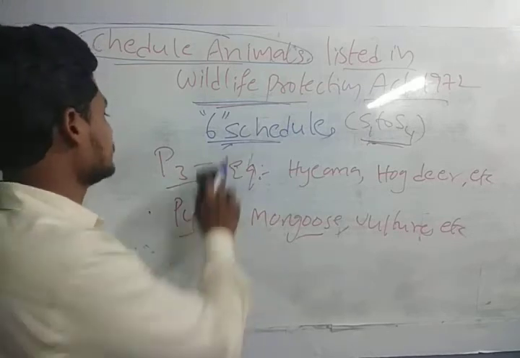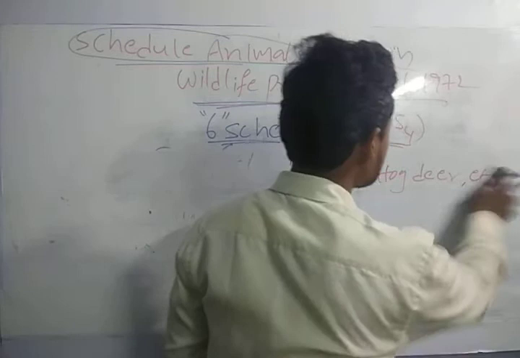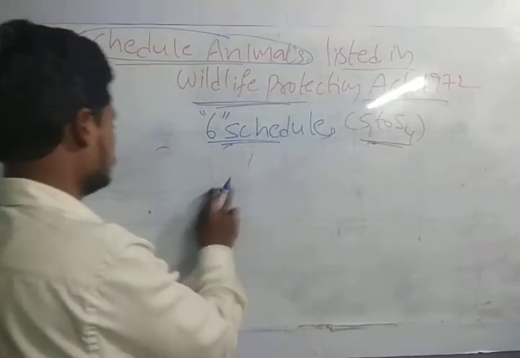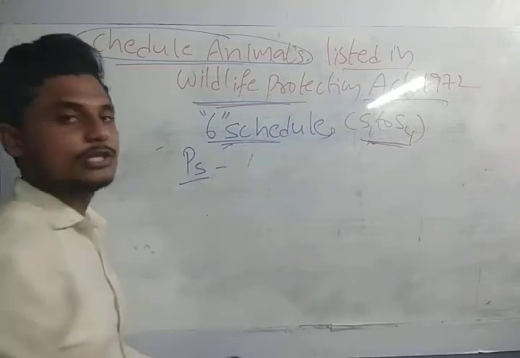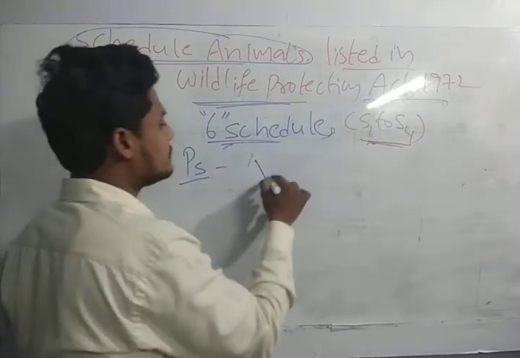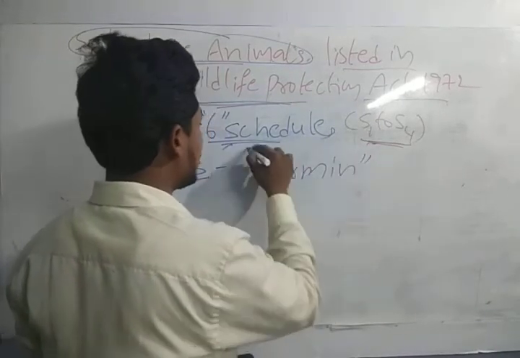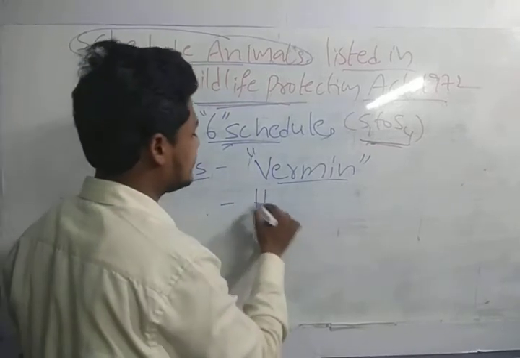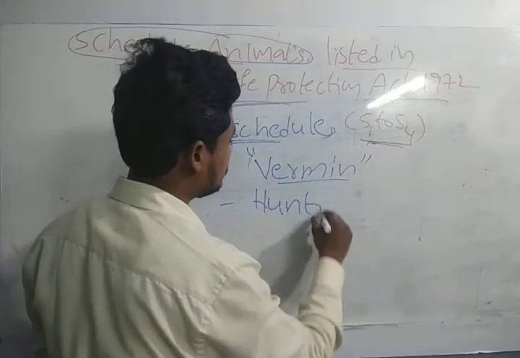Now if you see Part 5 and Part 6 guys, Part 5 is the one which is allowed for hunting guys. These animals we call vermin, and these are allowed for hunting purposes.